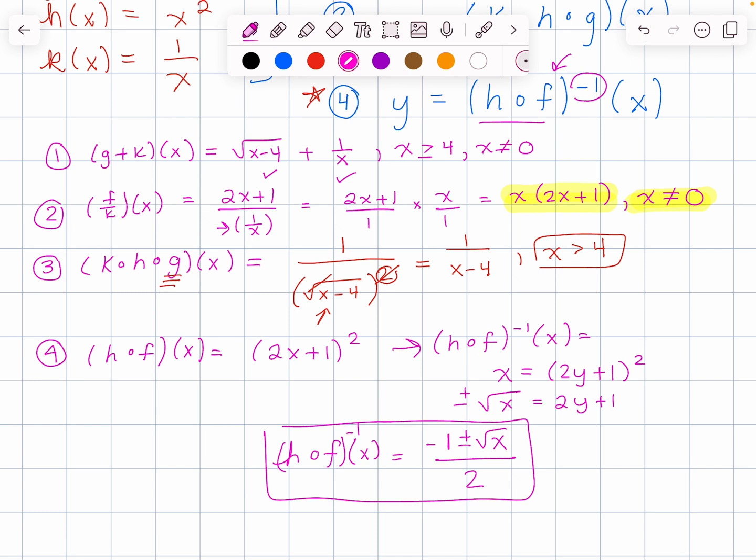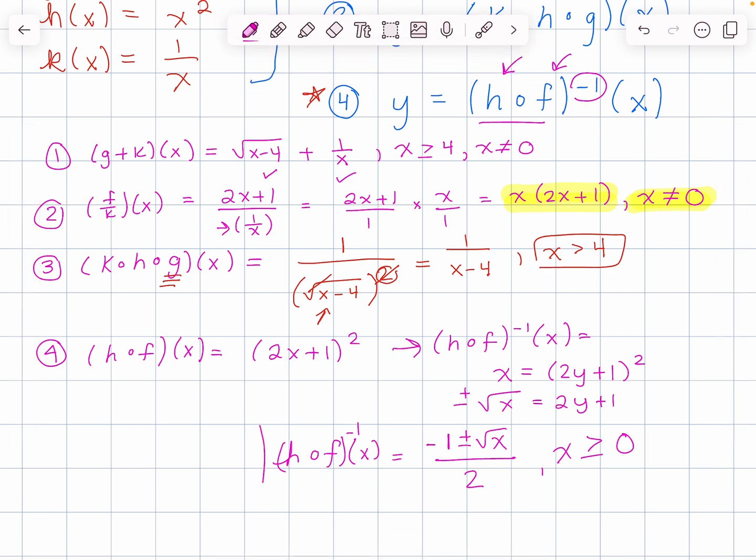Are there restrictions here that we should look for? Well, we had a root. We end up taking a root of x, so x actually has to be greater than or equal to 0. And I don't think there's any other restrictions on this one, but that would be part of your restriction. This looks really messy, I would like it to look like that.